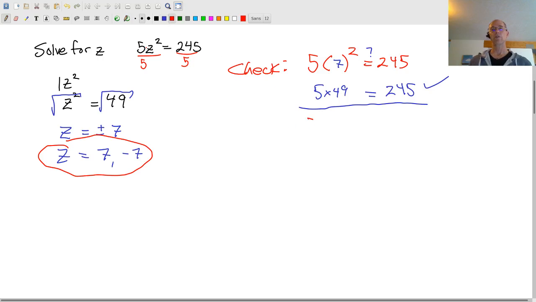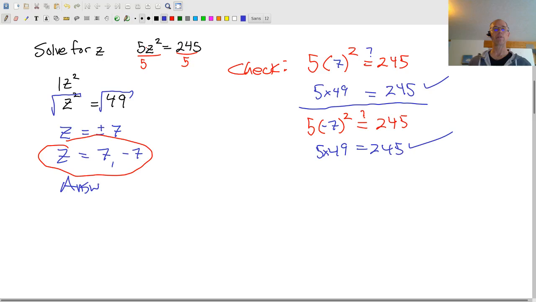So again, you write down the original equation, replacing the variable with a parentheses. I'm hoping that whatever I plug in makes it true. So this time I'm going to plug in negative 7. Negative times a negative is a positive. 7 times 7 is 49. And we already know that 5 times 49 is 245, which is exactly what I want it to be, and so both check. So this is definitely the answer over here. So we have two answers.